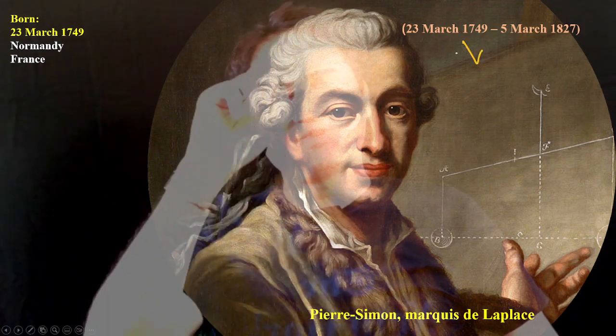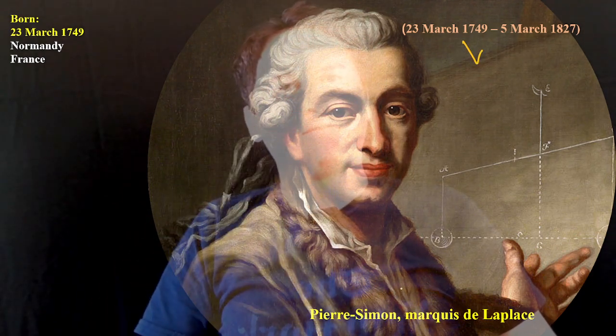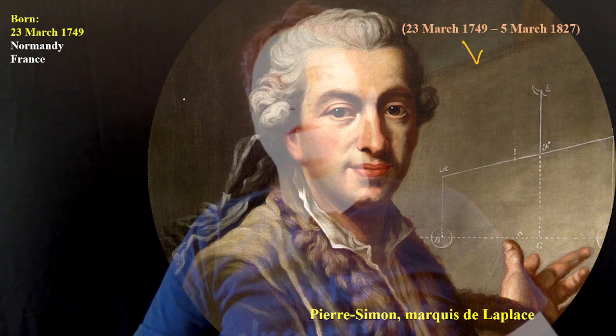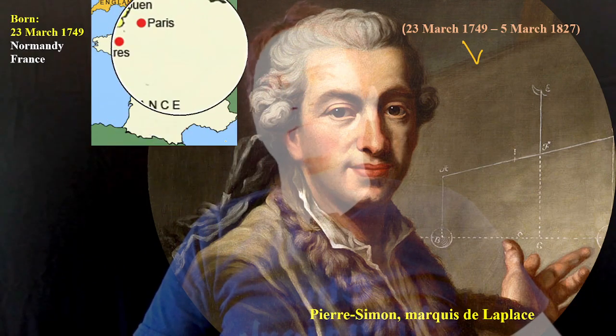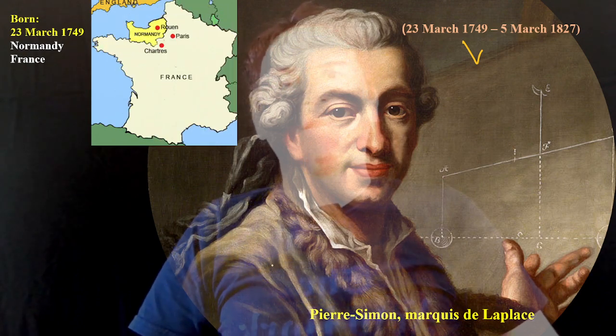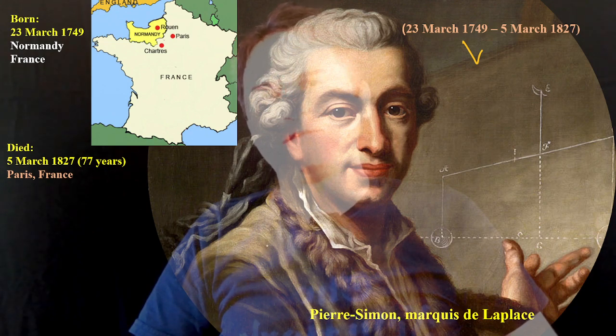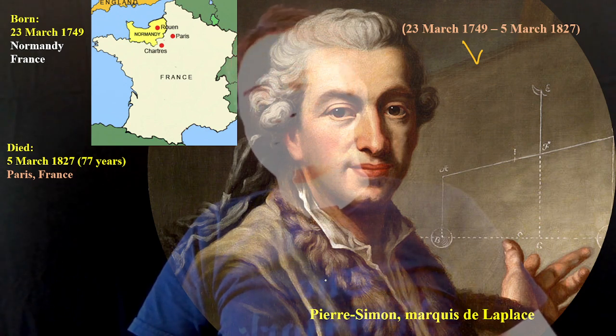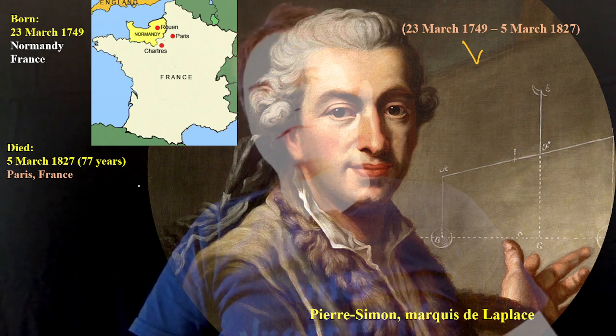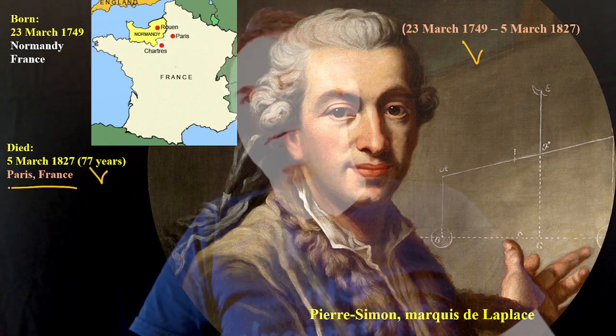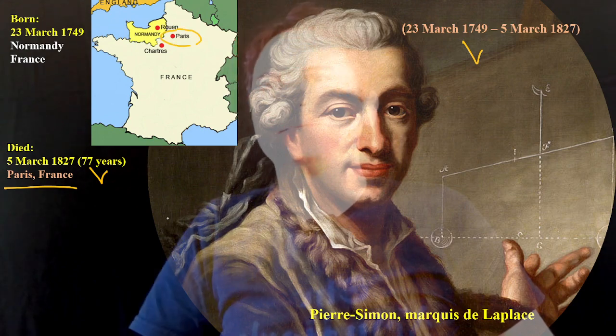In the mid-18th century, Pierre-Simon Laplace was born in Normandy, France. He was a French scholar, a polymath. He did a great job in the development of mathematics, physics, engineering, statistics, astronomy, and also philosophy. After 77 years, he died in Paris, France.